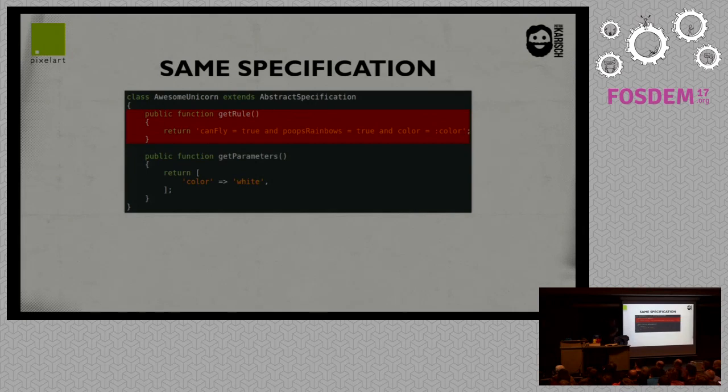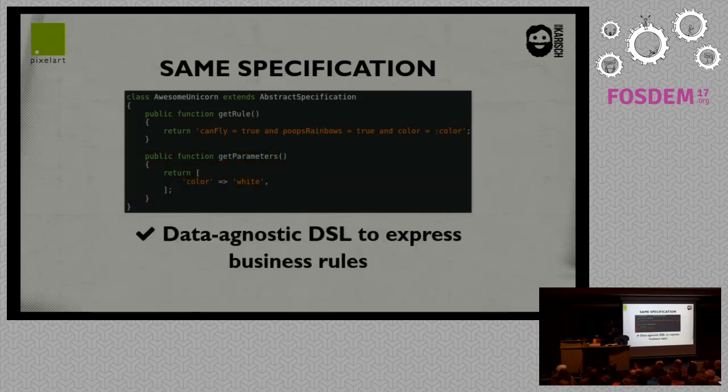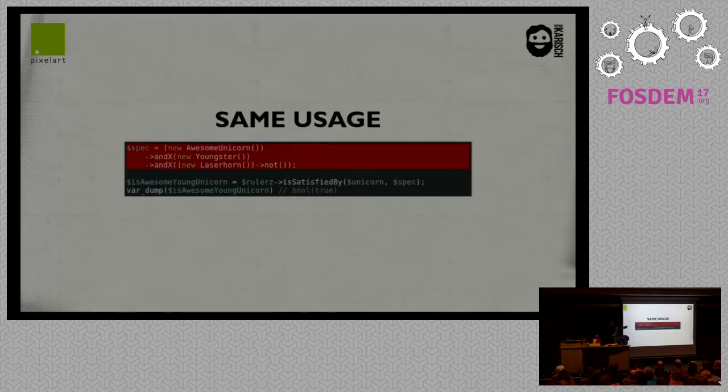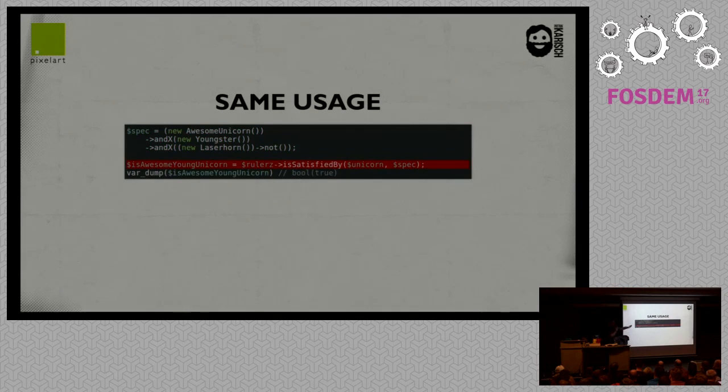Okay, still stuck with this microphone. Same rule, same parameters, color white. And this, as I said, is the data agnostic DSL to express our business rule. For every business rule you want to use, you create one specification class, write the rule, write the parameters. Of course, this can be an internal property supplied by the constructor, no problem. It's the same usage. We create a new awesome Unicorn instance and combine it with a youngster and with a laser horn knot. But now we ask rulers, is the specification satisfied by this Unicorn instance? So is it on some young Unicorn or not? Rulers tells us. So it works on the instance level.